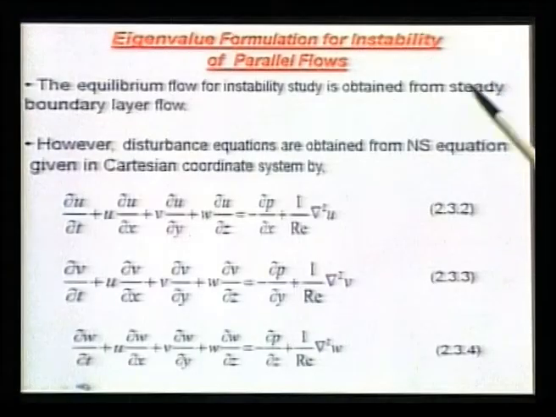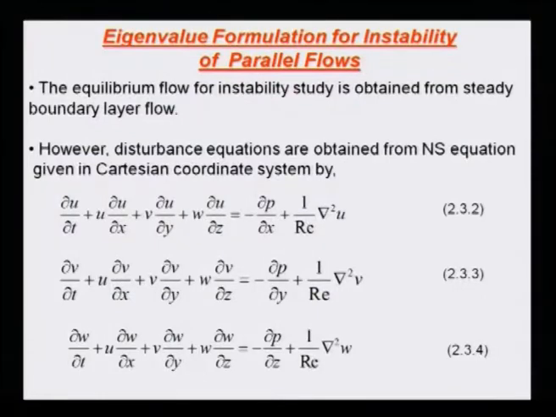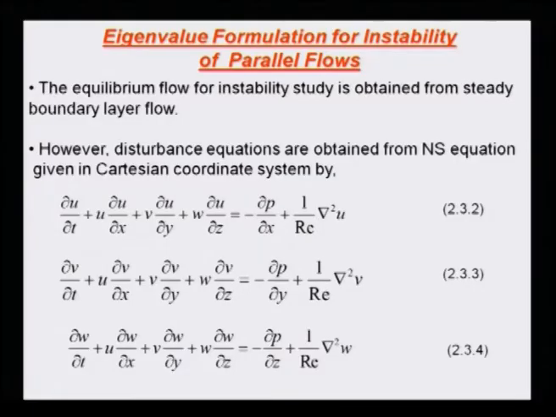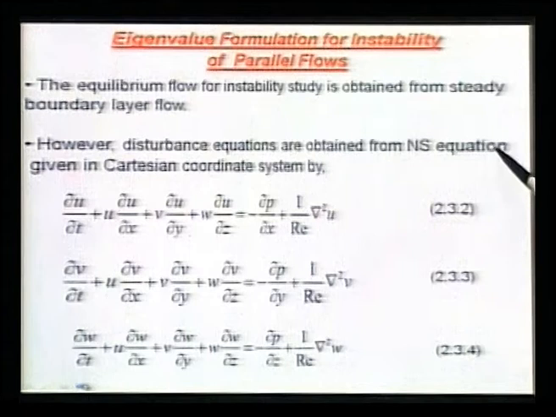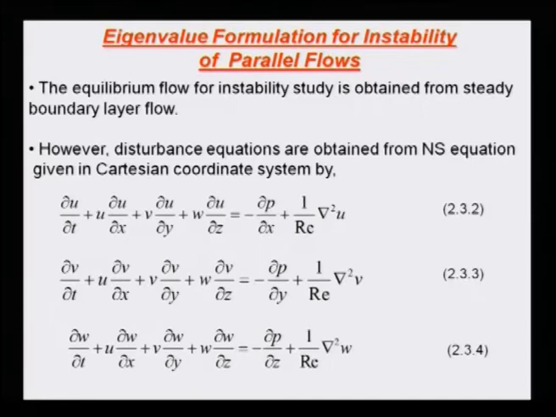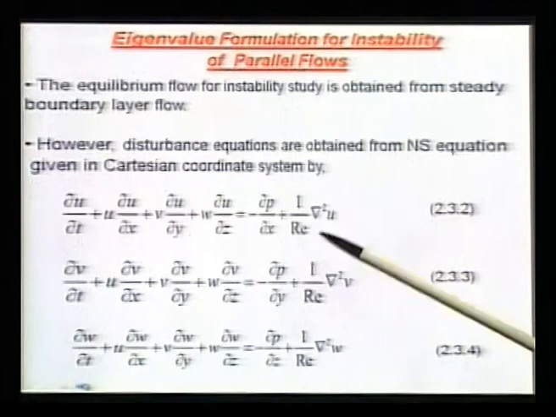So, the mean flow is obtained from boundary layer flow. Boundary layer flow is a kind of simplified version of the Navier-Stokes equation, but when it comes to obtaining the governing equation for the disturbance quantities, please mark it. It is important that we do not make any assumption about the disturbance quantities. They are still given by the Navier-Stokes equation, and what you are seeing here written down are given in a Cartesian frame. Okay. And this is what I have written down, the Navier-Stokes equation for the total quantity.